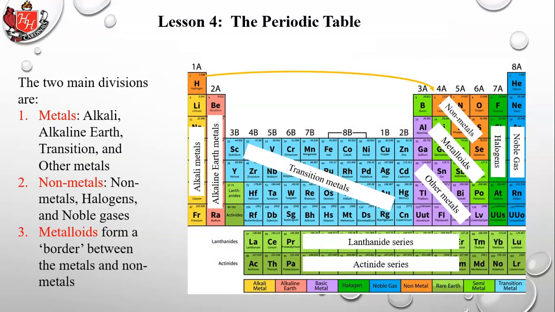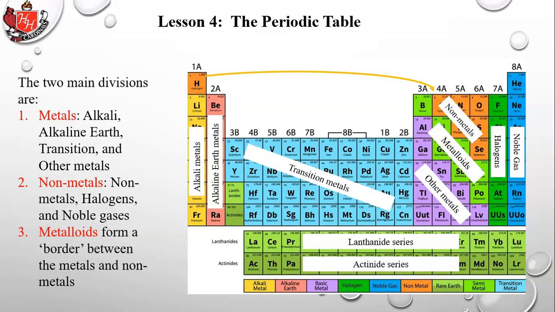So the two main divisions are, one, the metals. That's the alkaline earth, transition, and other metals. That would be the far left column, the second column on the left, that entire center area of light blue, and then the purple area. Those would all be metals.